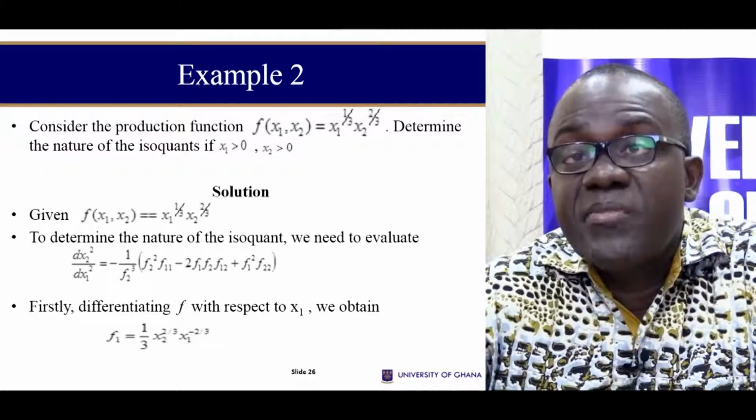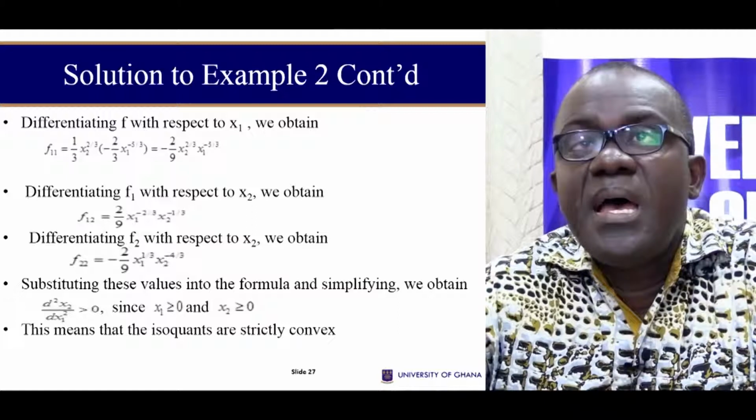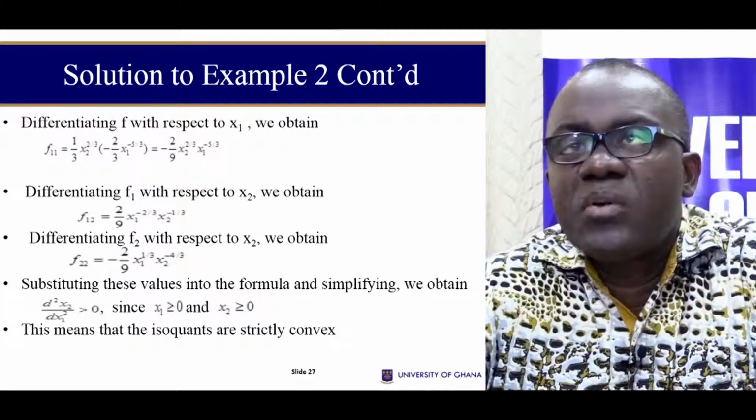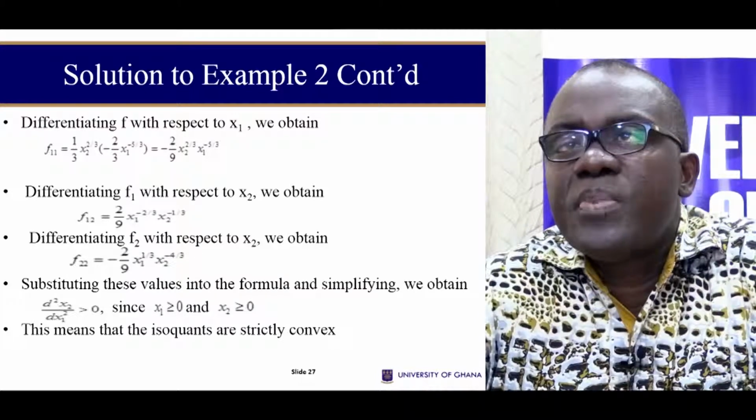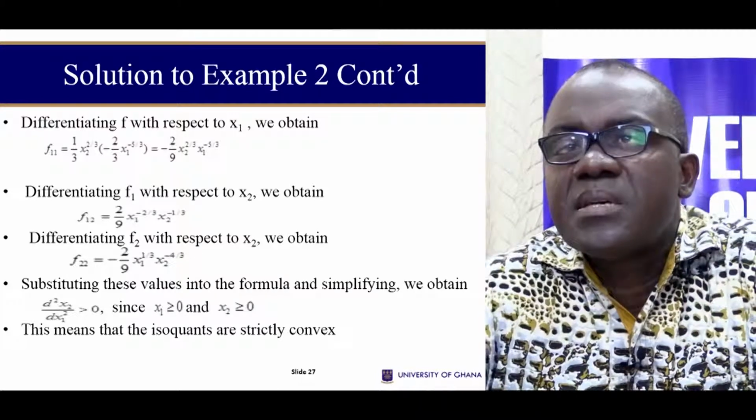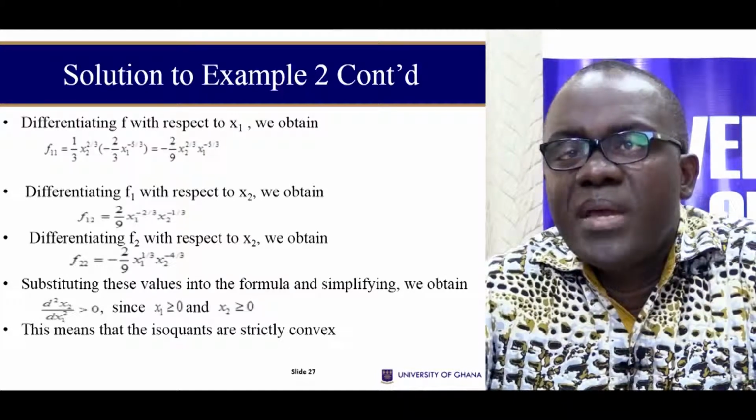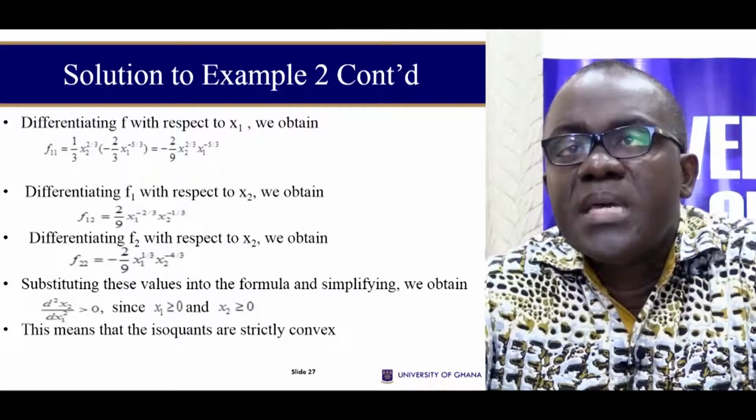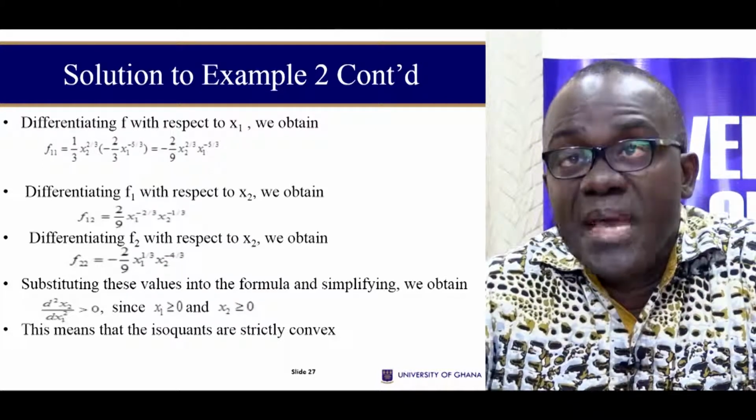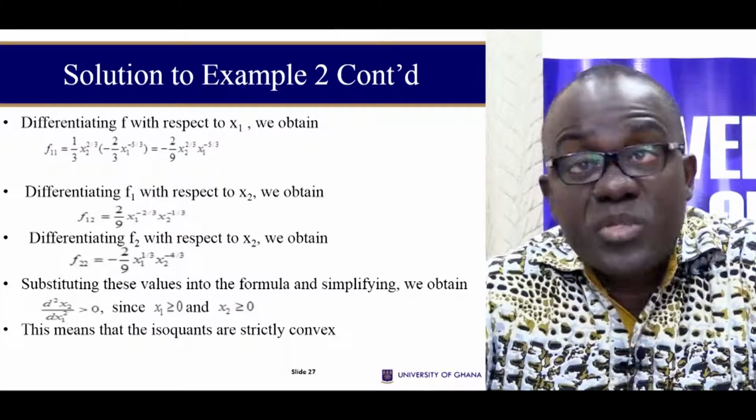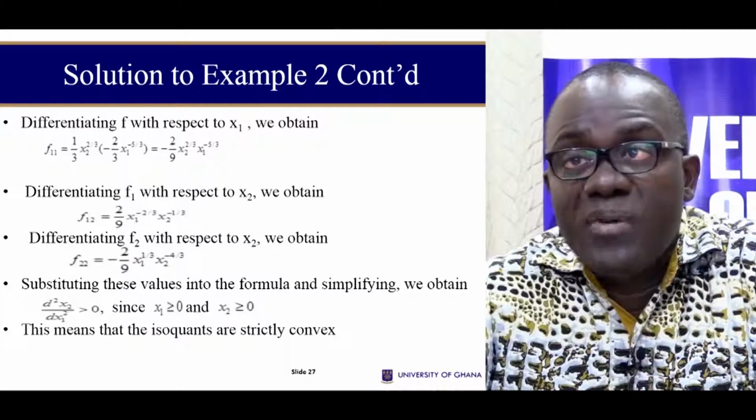So when we take the first differential, we get this. We have again the first order differentials over here. When we do it with respect to x2, we have this. And again, f22, we have this. And when we substitute these values into the formula, we can obtain what we have over here, and we know that this value is greater than 0 because x1 and x2 are always positive. And we have this one to be strictly positive, and therefore we can talk about a strictly convex isoquant.